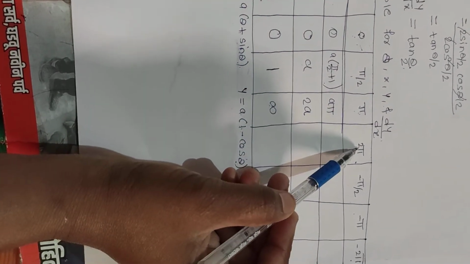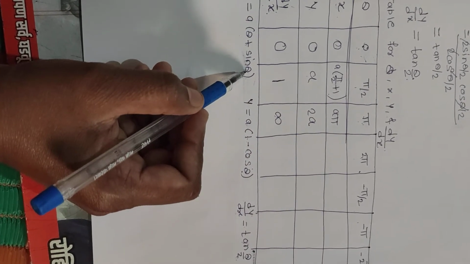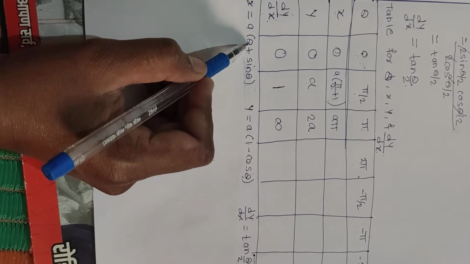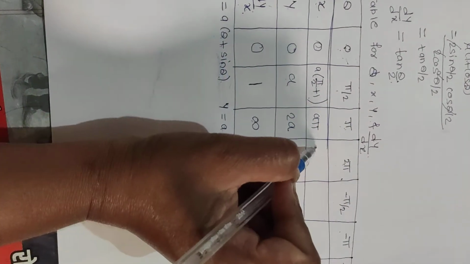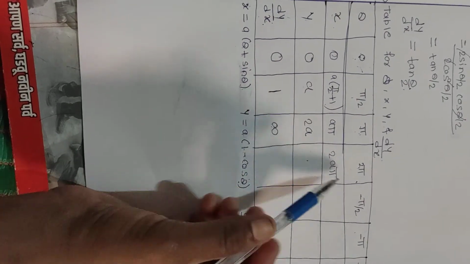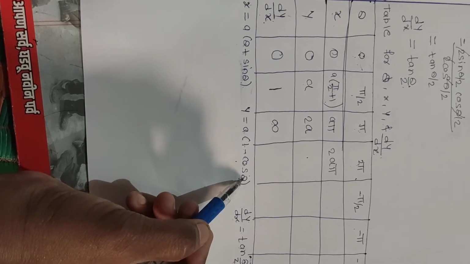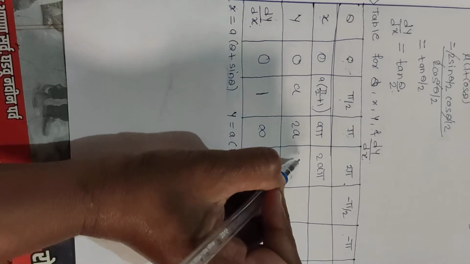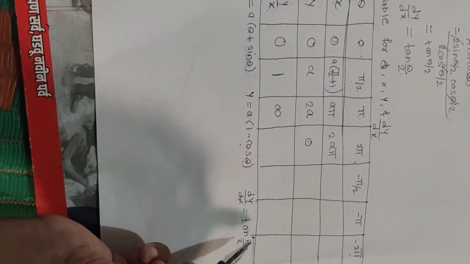See the next value, 2 pi. Again we put theta equal to 2 pi. So what is sin 2 pi? Sin 2 pi is 0. So 0 plus 2 pi is 2 pi, and 2 pi into a is 2a pi. For y, put theta equal to 2 pi in y. So what is cos 2 pi? It is 1. So 1 minus 1, 0, into a, 0. So y is 0.